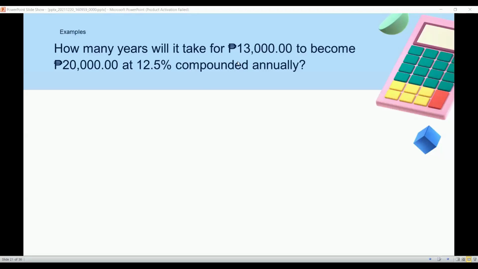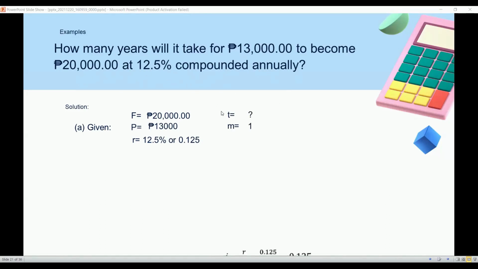So, for our time, I will just use the problem. How many years will it take for 13,000 pesos to become 20,000 pesos at 12.5% compounded annually? Given, our F is 20,000 pesos. P is 13,000 pesos. R is 12.5% or 0.125. T is missing. M is compounded annually, so 1.